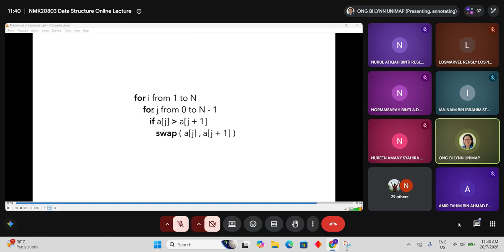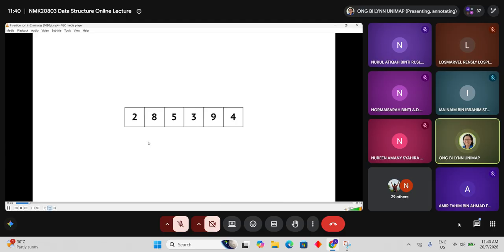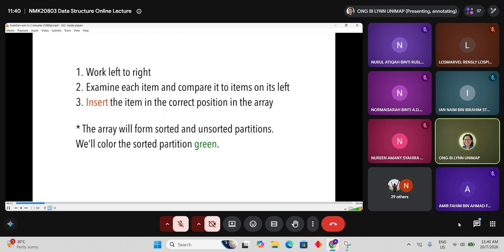Okay, we go to the second one, insertion. Today we're going to learn insertion sort. Let's dive right in. We're given this array and we want it sorted in increasing order. Here's what we're going to do. We'll start at the left and work our way to the right, examining each item and comparing it to the items on its left. We'll then insert it in the correct position.